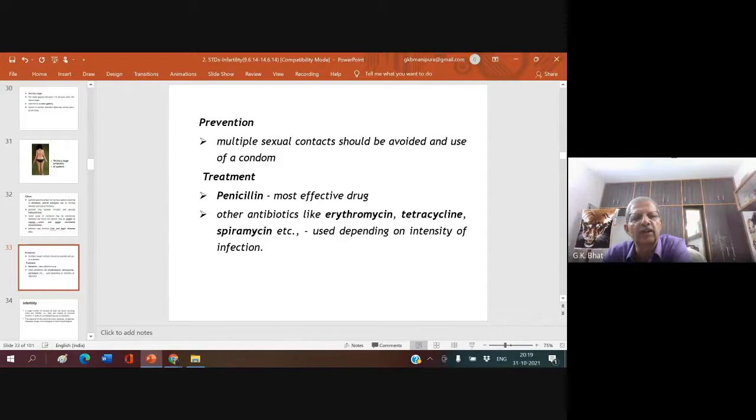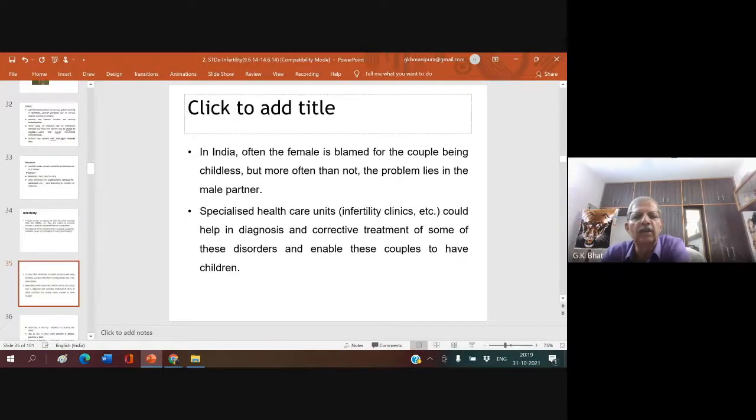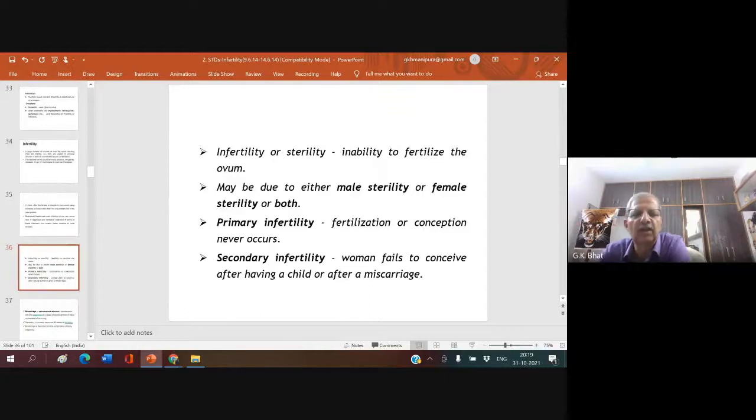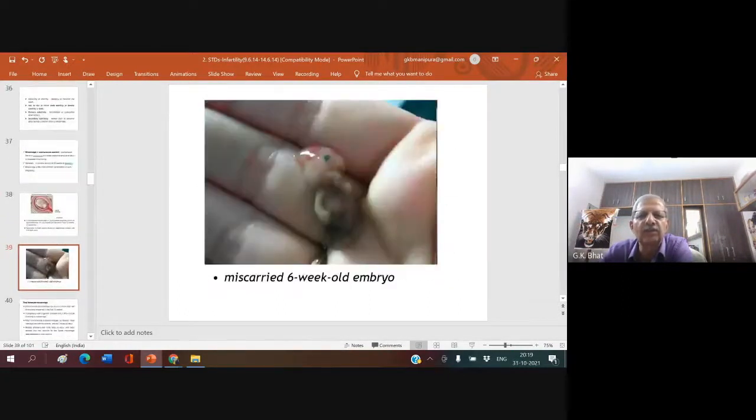Treatment remains the same as that of gonorrhea. One should avoid multiple sexual contacts. One should always use a condom. And treatment is the same: penicillin, erythromycin, tetracycline, pyridomycin. Now, of course, this is infertility. I have already told you about infertility. And let me just leave this.